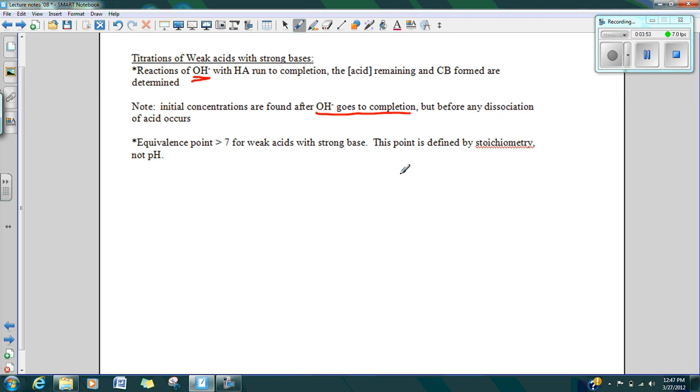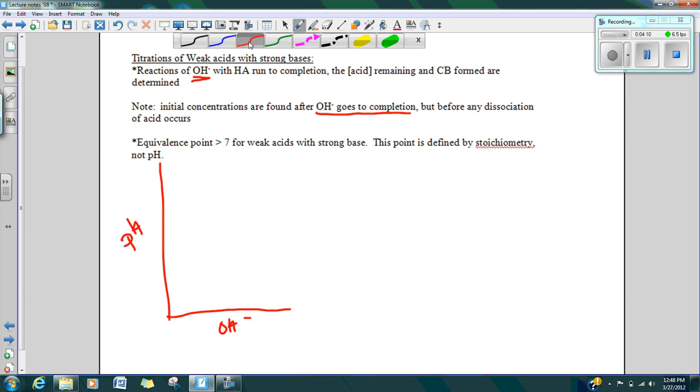This point is defined by stoichiometry, not by pH. So if we take a look at this graphically, you can see again that I'm going to have my pH, and in this situation it says I'm adding my OH, so I'm going to add this. And if I take a look at my situation with a weak acid, we know that the pH of that is a little bit on the higher end. So what happens is I have a situation where I have a flatter curve, and then it goes to where the basic situation is taking over.